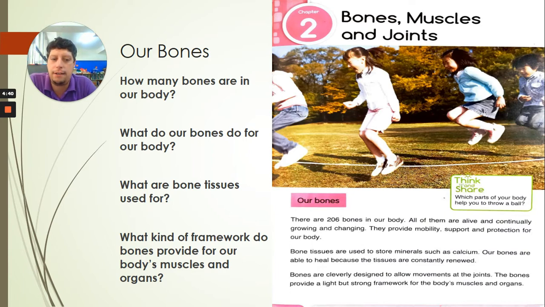Bones are cleverly designed to allow movements at the joints. The bones provide a light but strong framework for the body's muscles and organs. So our bones are cleverly designed. For example, if you put your arm out like this, we know we have an elbow here, and we have an elbow joint. That allows us to move our arm, bend our arms like this, okay? So that we could do this. It's a joint, so we can almost roll around, but not completely all the way, okay?